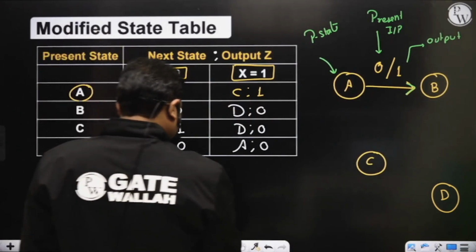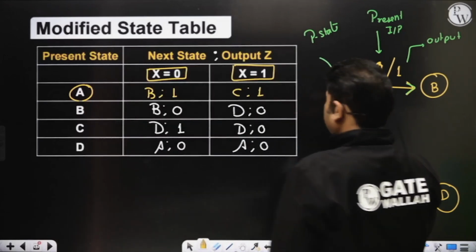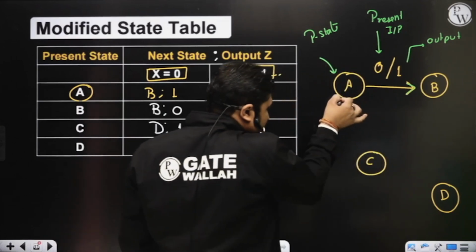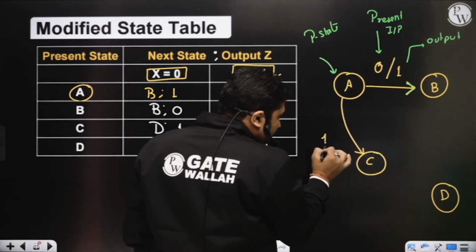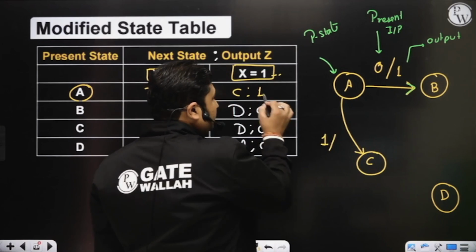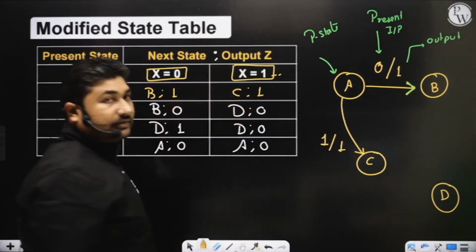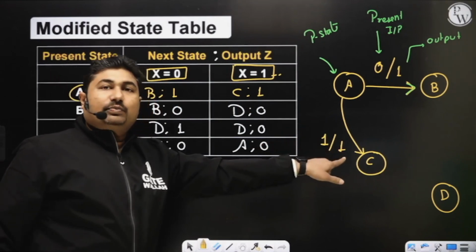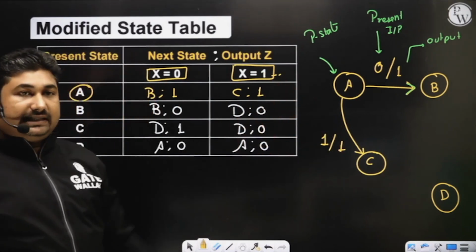Okay. Great sir. Now present state A with x is equals to 1. Next state C, and what is the output? 1. Is it okay? Great sir. So first one is input, second one is output, and arrow indicates going towards the next state.